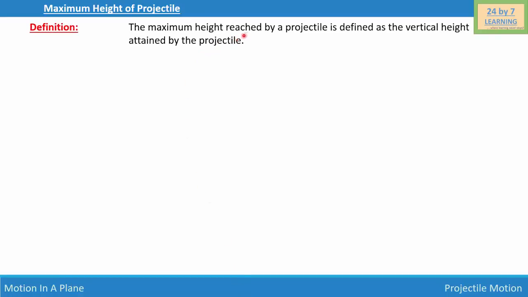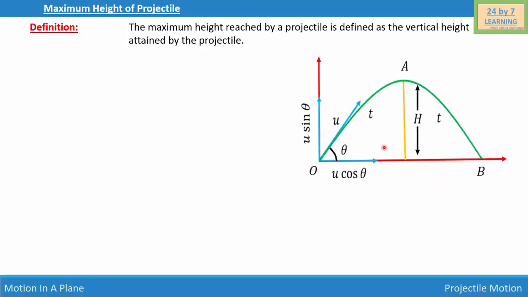Maximum height of projectile. The maximum height reached by a projectile is defined as the vertical height attained by the projectile. In order to explain this, I'm going to consider my projectile. So here is my projectile. And if you remember, we already talked about all these terms. The only new thing that I have added is the height of the projectile, which is h.